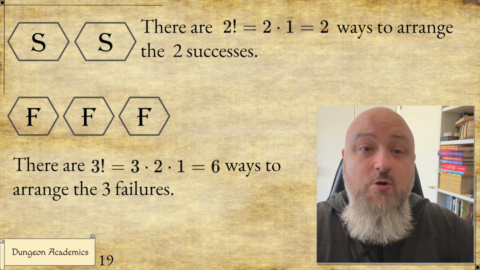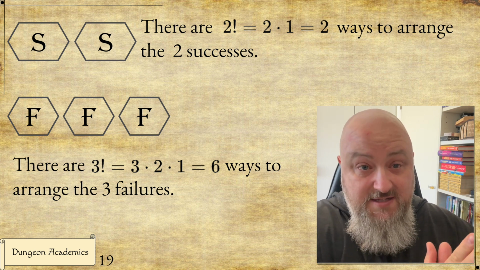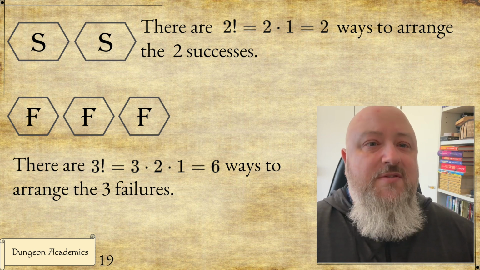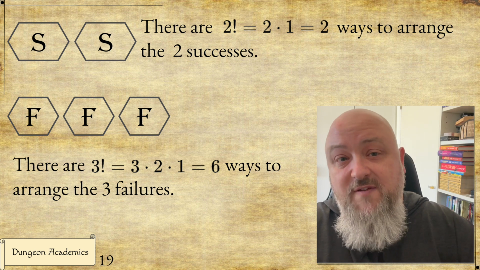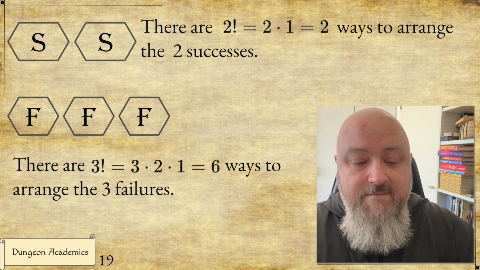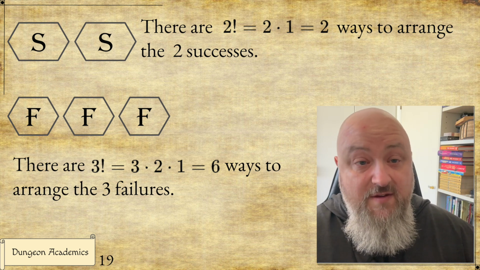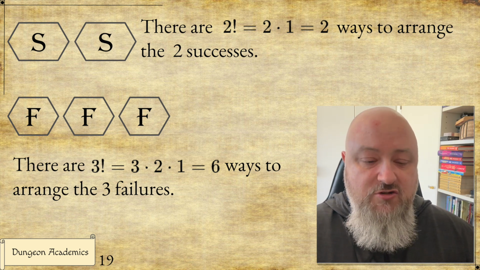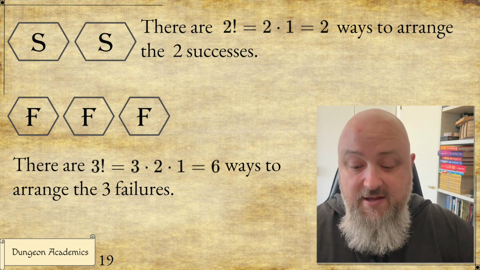There are 2 ways to arrange those 2 successes. Wherever they are spaced in that arrangement of 5 events, I could just swap them around and it would be the same outcome. On the other hand, with 3 failures, there are 6 different ways to arrange those 3 failures. Now, it doesn't matter where those 3 failures are within the scheme of the 5 events. I can swap the failures round with each other without changing the outcome. So there are 6 ways to arrange those 3 failures.